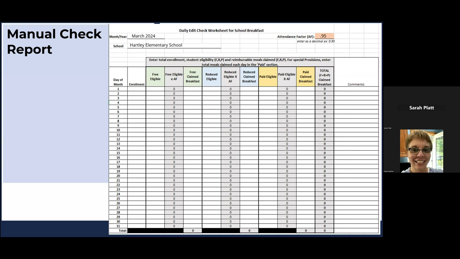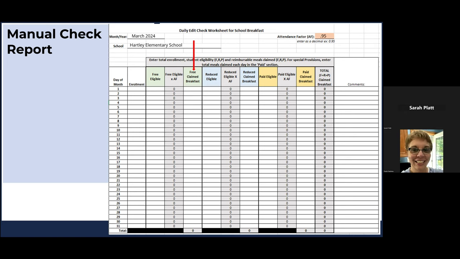So here's an example. We filled out the name of the school. There's our enrollment column, the free eligible column. And then the free eligible would be multiplied by the attendance factor. And then you would enter the number of claimed meals. In this case, we're doing it for breakfast, but the same process would apply to lunch.